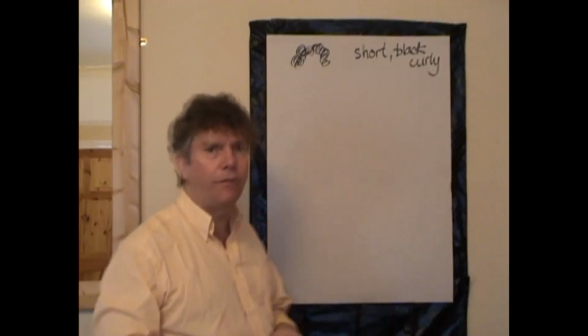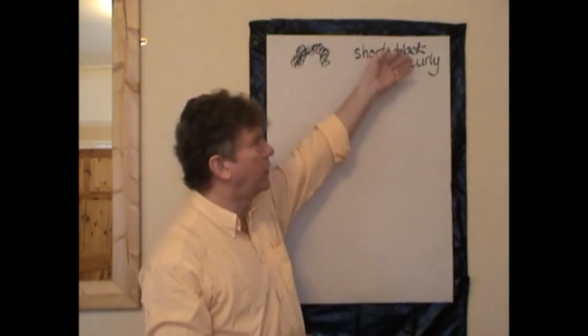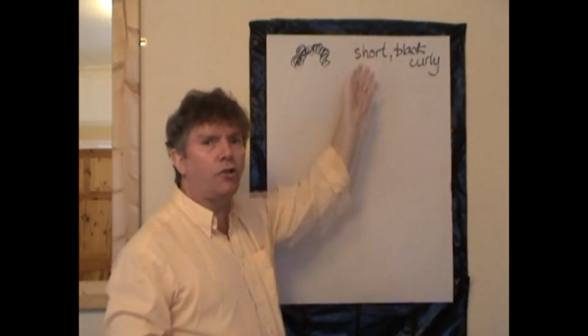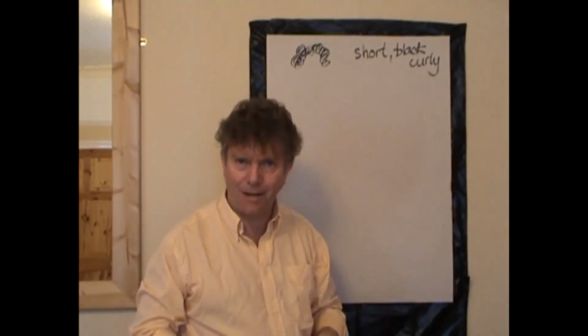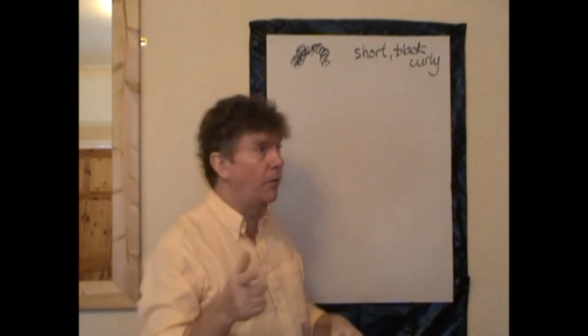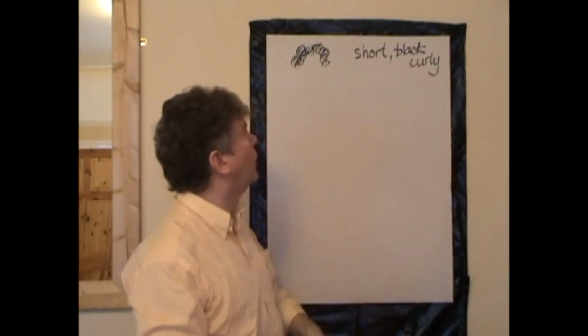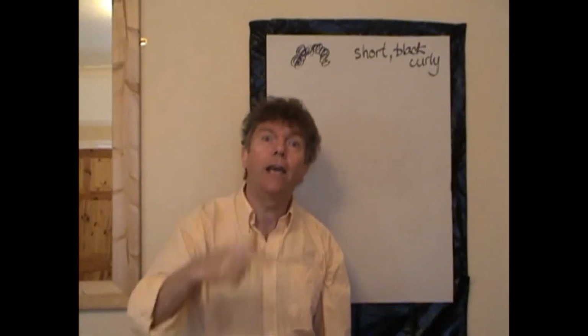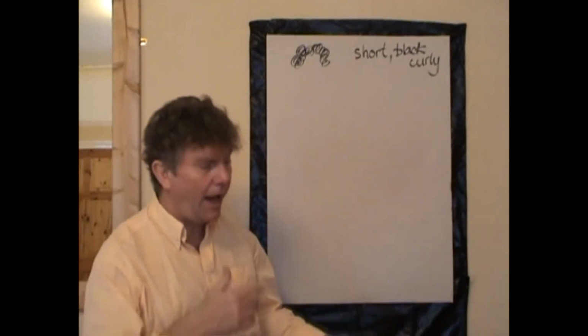The shopping list of description, where it's all just one long list in one great chunk, and it doesn't make any sense. There is more about this in the booklet. Okay, short, black, curly hair. I can't think of what I need to draw next. I don't know. And they'll say, eyes.